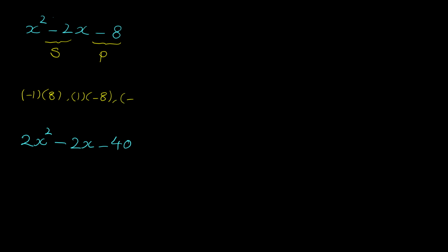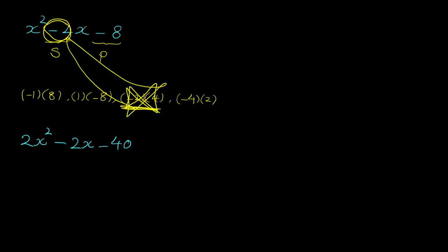The other case is negative 2 times 4 or maybe negative 4 times 2. Between these two, which one has the sum negative 2? Negative 2 plus 4 is 2, but we need negative 2. So no, this is not the answer. But negative 4 plus 2 is exactly negative 2. So the numbers that we are looking for in this example are negative 4 and 2.